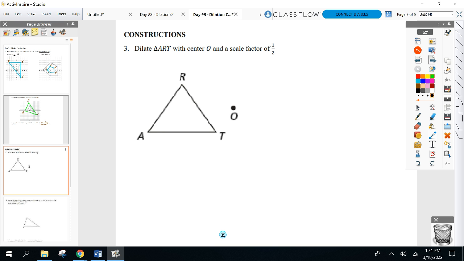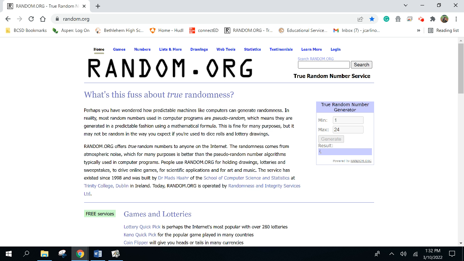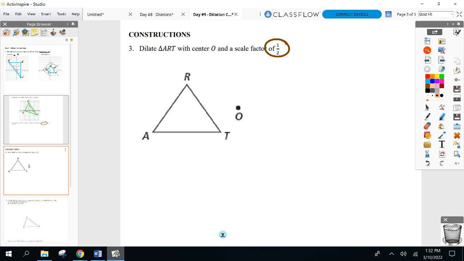All right, let's do this. Here we go. I'm not really going to show you much. I want you guys to figure it out. So we're going to dilate triangle ART around center O. Scale factor of 1/2. First question: is ART getting closer to O or further away? Closer. All right, so all these points have to come in closer to O, making a smaller triangle. How much closer?